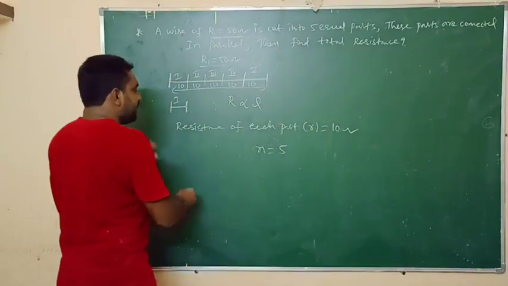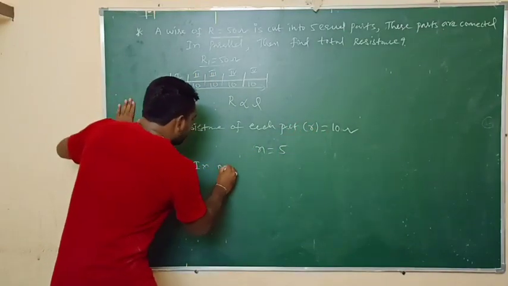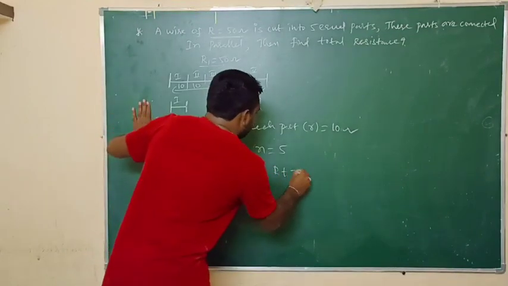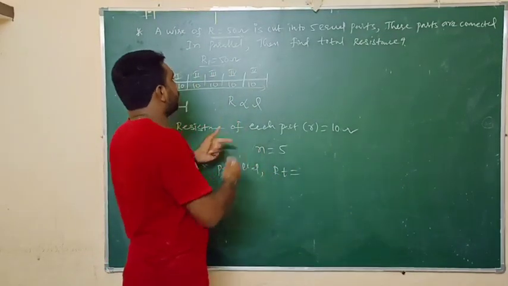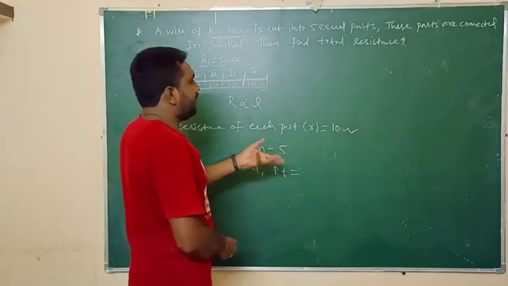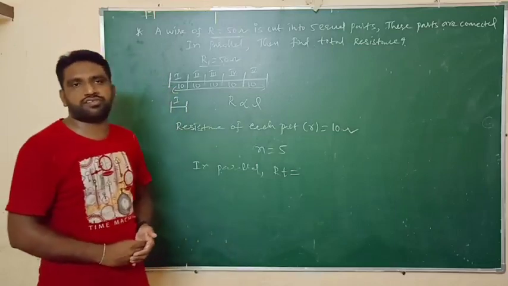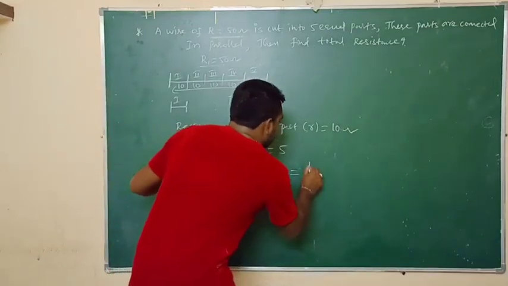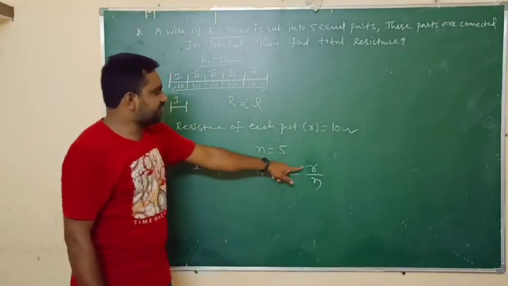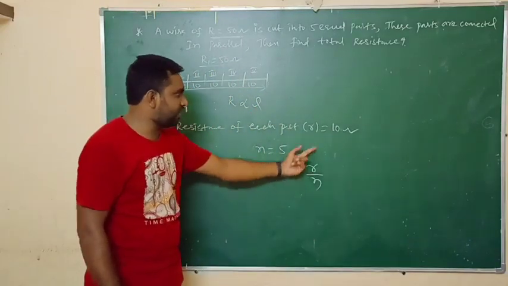So how are they connected here? In parallel. So in parallel, total resistance RT equals what do we have? Here the resistance of each part is the same. When the resistance is the same, we have a principle to find the total resistance in a parallel combination. It's nothing but R by N. That means the resistance of each part divided by the number of resistors, R by N.